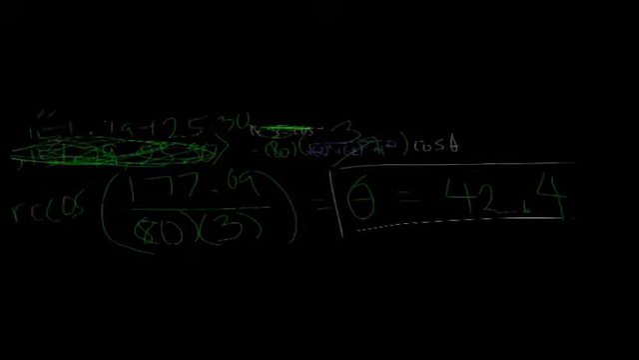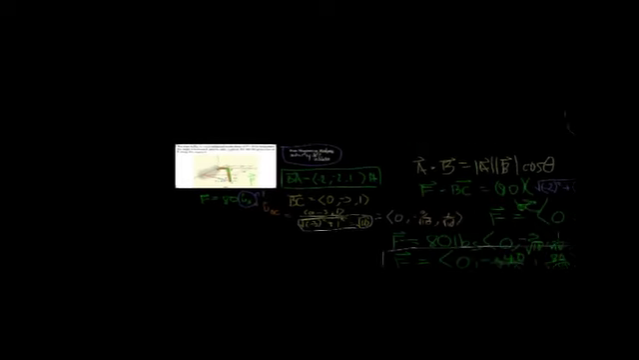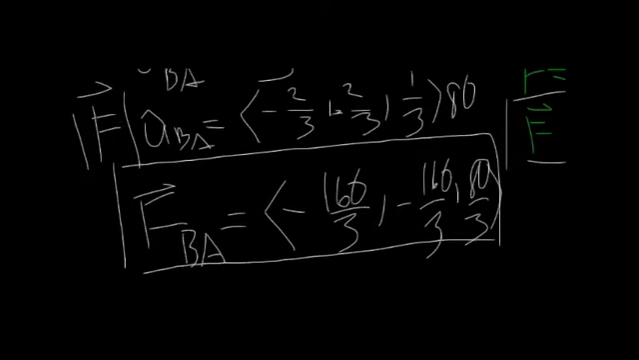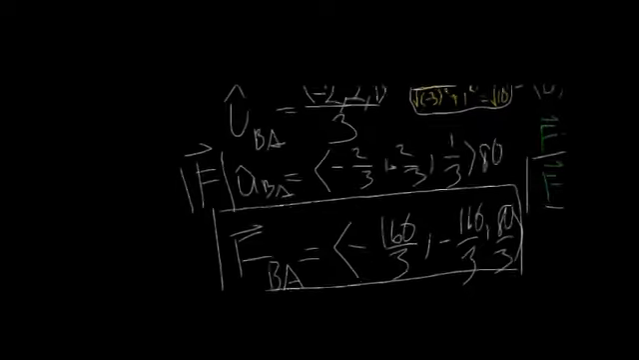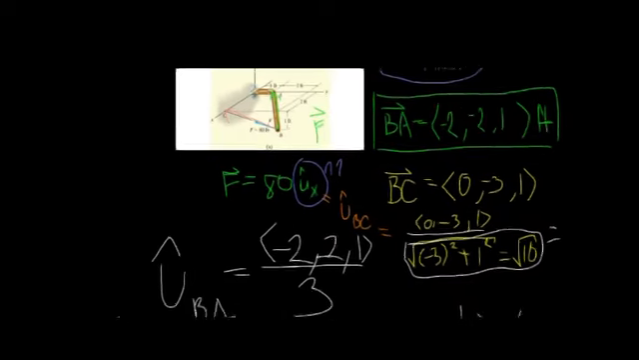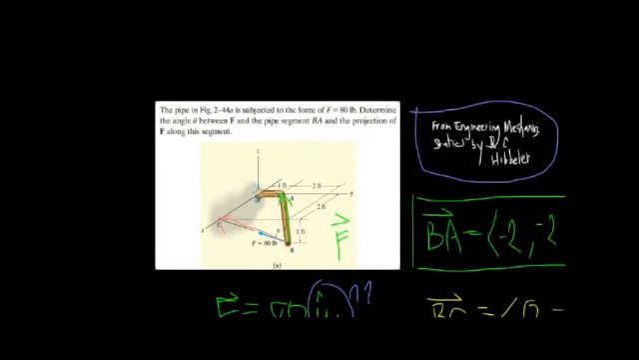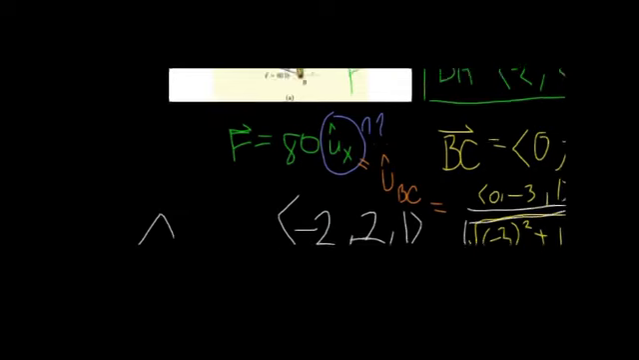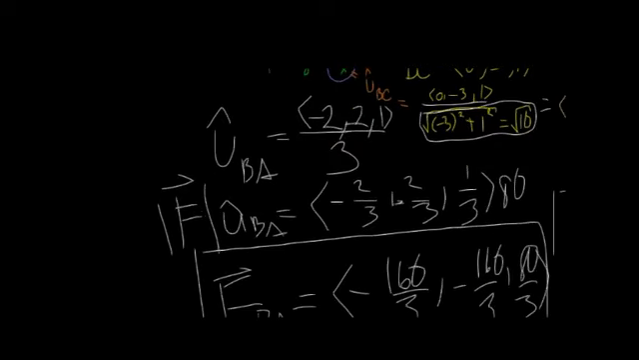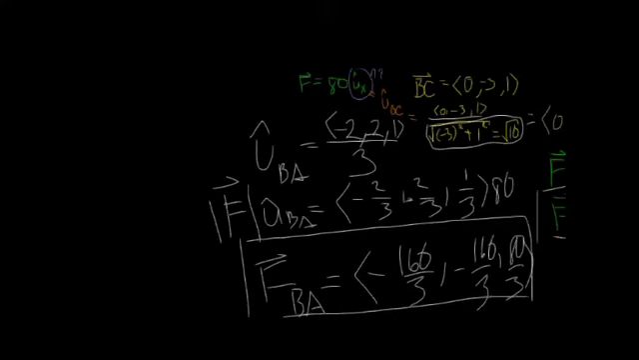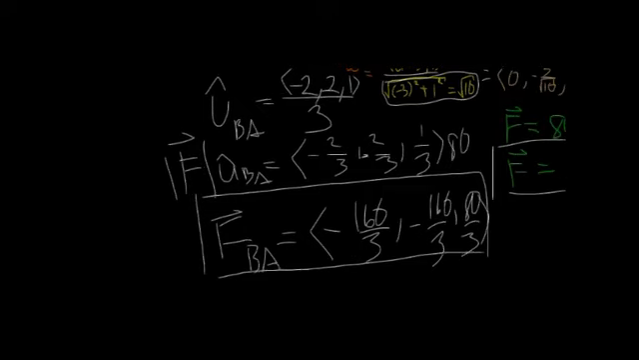And for the other answer, let's go back to the question. Whoops, looks like I made a mistake. The mistake I made when I first calculated the projection of vector F along the segment BA is that I multiplied the magnitude of vector F with the unit vector BA. Now that is not correct.